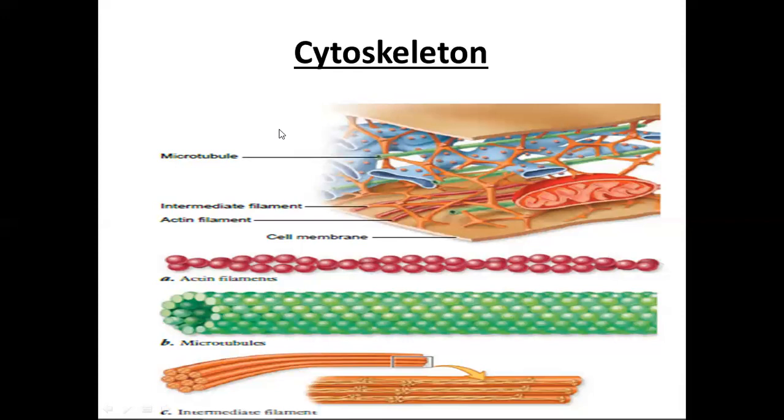So the eukaryotic cells may contain three types of cytoskeletal fibers. You have the actin filaments, which are sometimes known as the microfilaments. We have the microtubules and the intermediate filaments. These are the cytoskeletal structures.